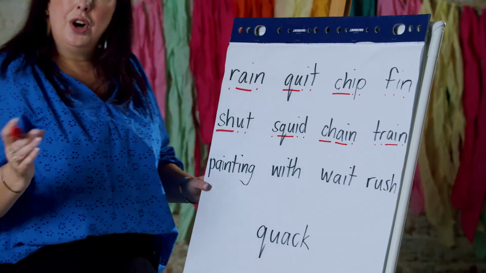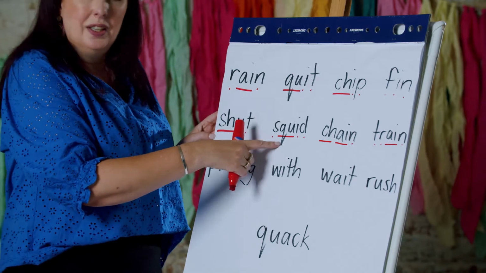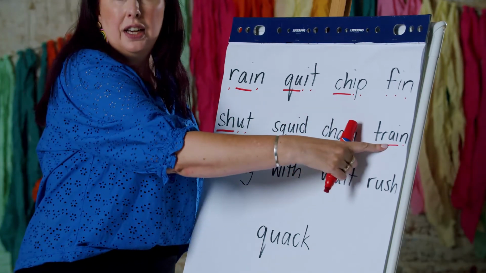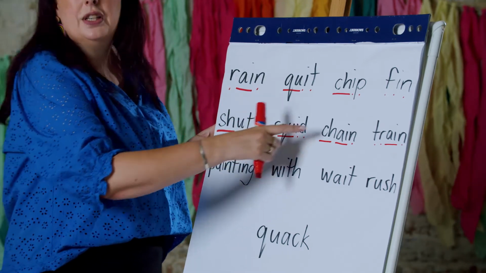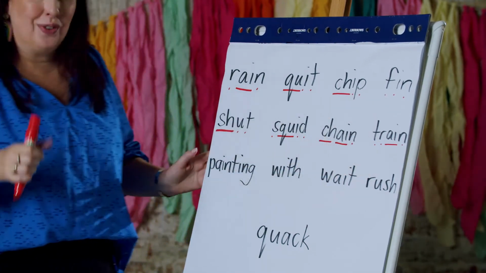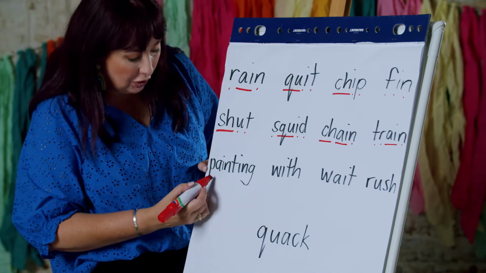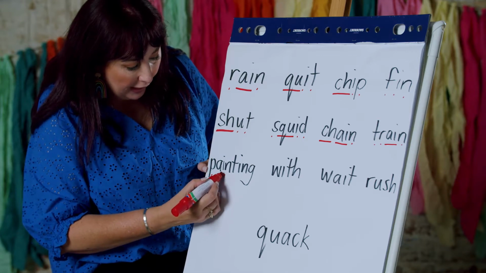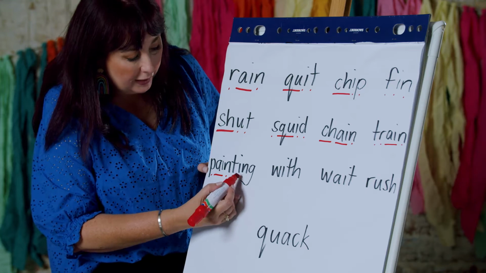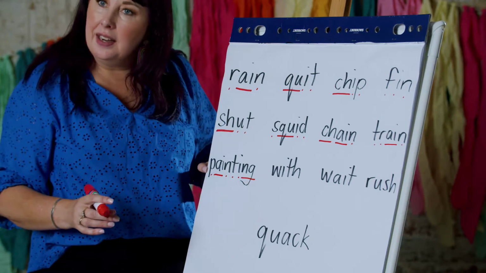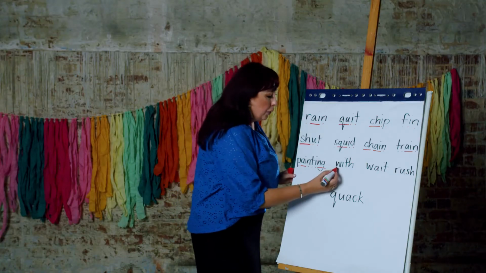T-R-AI-N. Train. Good. Let's read these words together. Shut. Squid. Chain. Train. Excellent work. Let's read them a little bit more quickly. Shut. Squid. Chain. Train. Great reading. Second to last row. Oh, here's a long word. Let's check this one out. So we've got paint. Oh no, that word, paint. And we've added ing to the end. Painting. I like painting. Excellent word. Let's have a look at our next word. With.